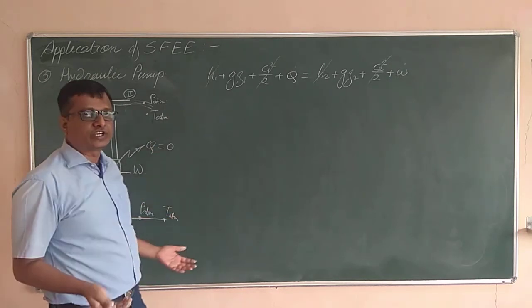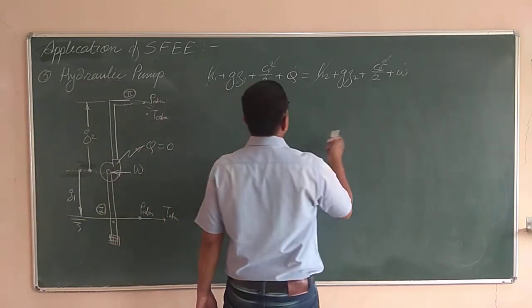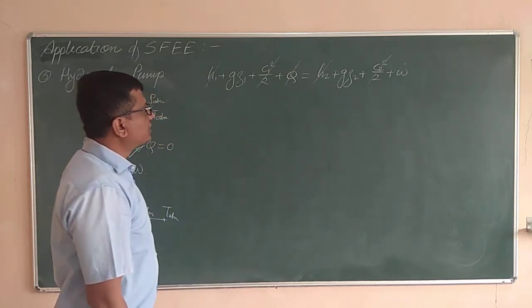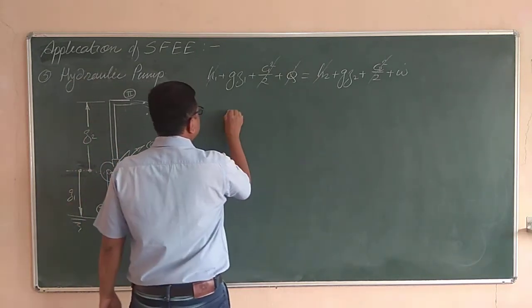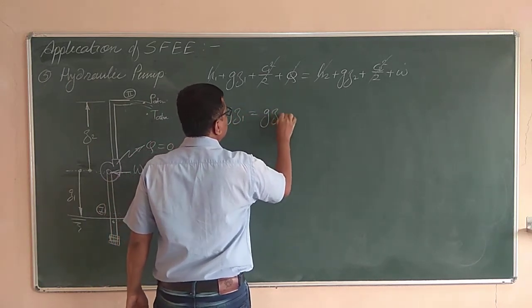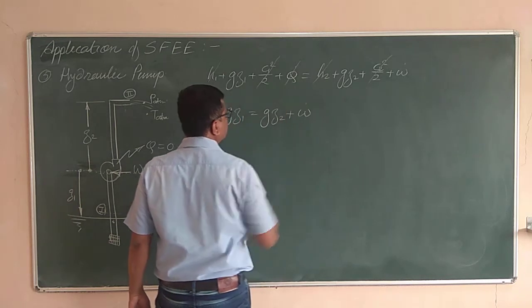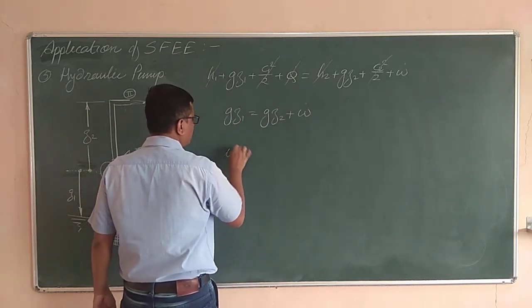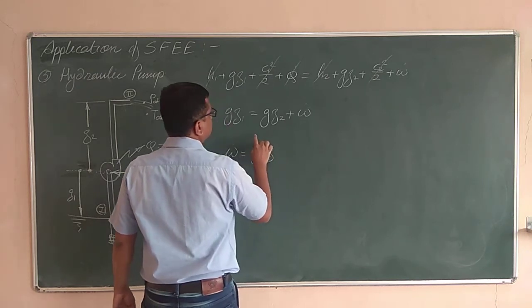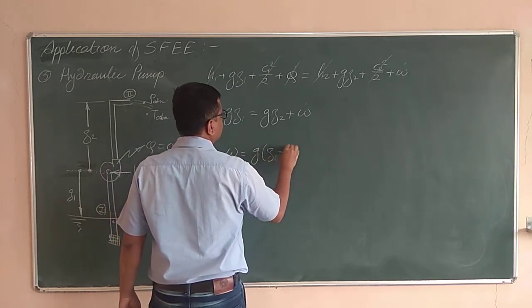Since in a centrifugal pump there is no heat transfer at all, Q dot is also 0. So what is remaining? That is W. I think gZ1 is equal to gZ2 plus W dot, that is the work transfer rate, and hence I can write W dot is equal to g into Z1 minus Z2.